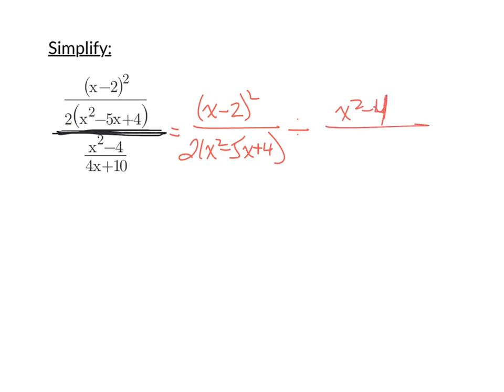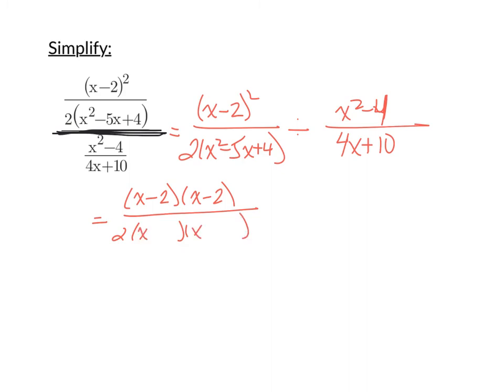over 4x plus 10. Dividing by a fraction is the same as multiplying by the reciprocal. So when I write this as multiplication, that x minus 2 squared, I'm also going to factor into x minus 2 times x minus 2, divided by 2 times the factored x squared minus 5x plus 4, which is x minus 4 times x minus 1.